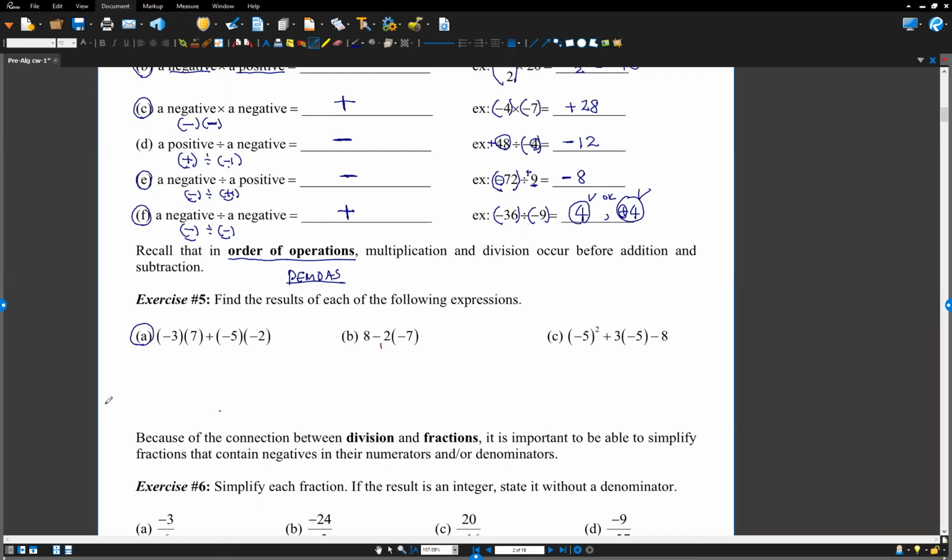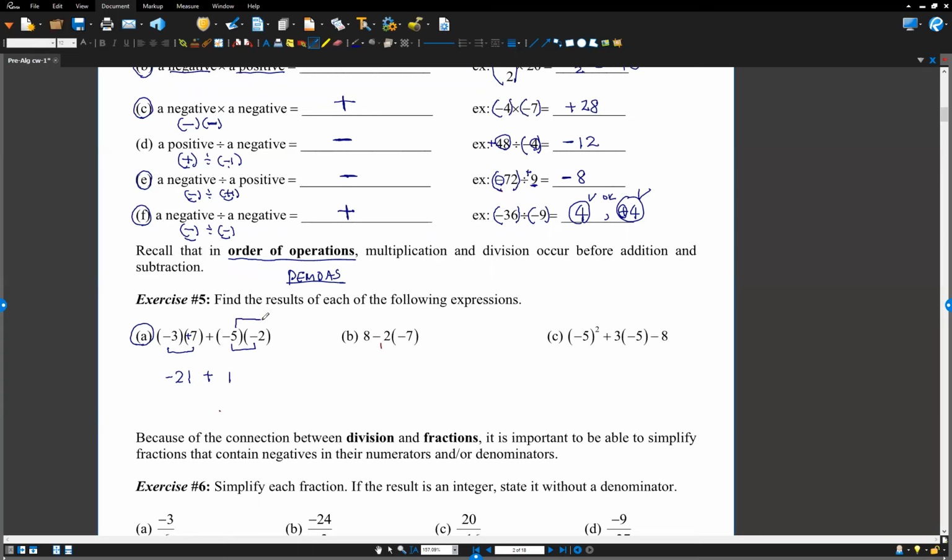All right. Anybody got the answer? So first you want to do negative 3 times 7. 7 is positive and the other is negative, so positive times negative equals negative. What's the result? So it's negative 21. And then negative 5 times negative 2, they're the same sign, so negative times negative equals positive.